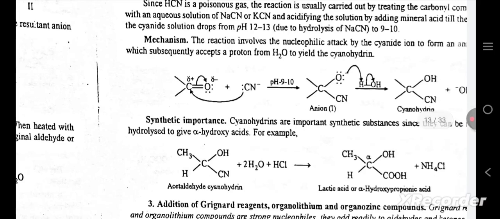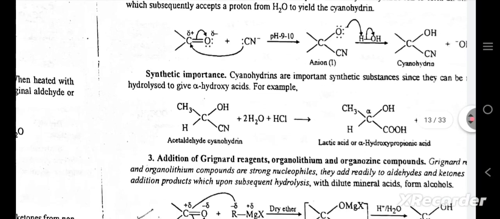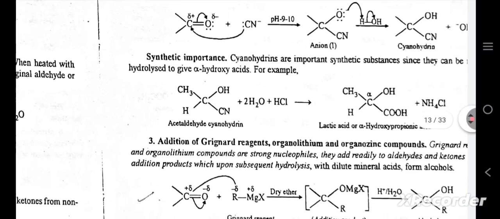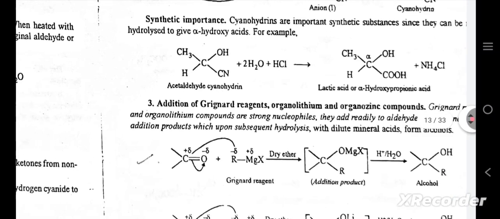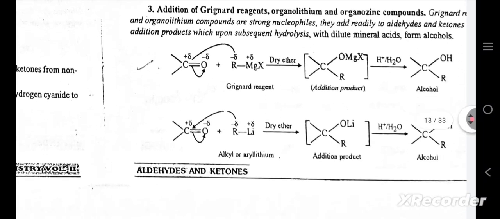Mechanism. The reaction involves the nucleophilic attack by the cyanide ion to form an intermediate, which subsequently accepts a proton from H2O to yield the cyanohydrin. Synthetic importance. Cyanohydrins are important synthetic substances since they can be hydrolyzed to give alpha hydroxy acids.